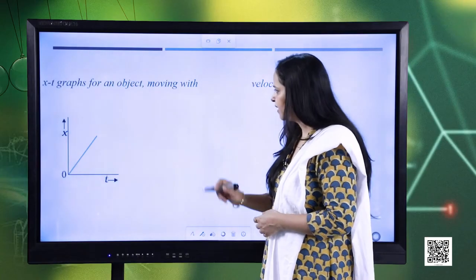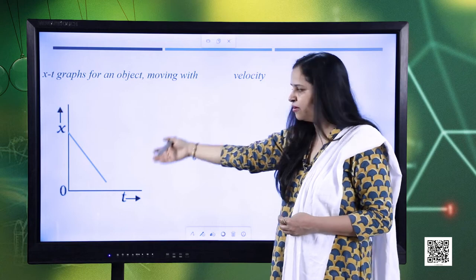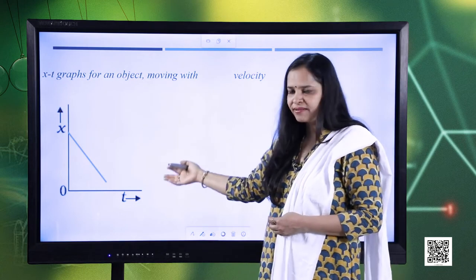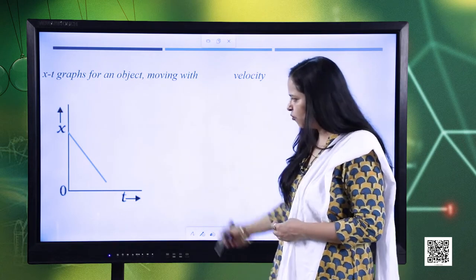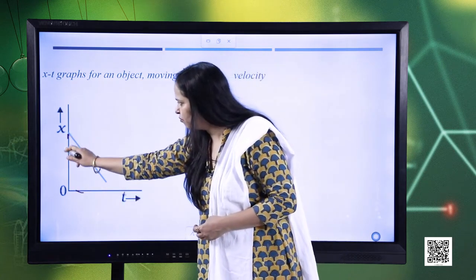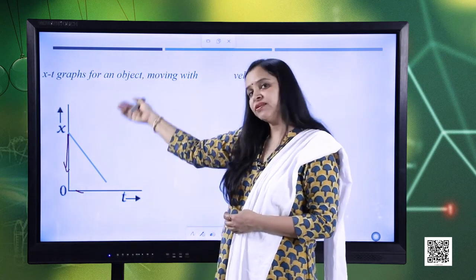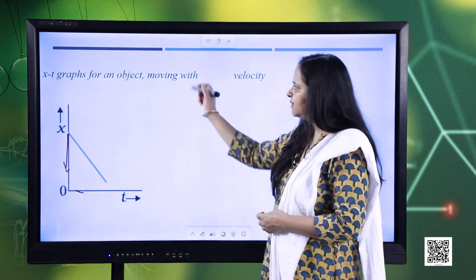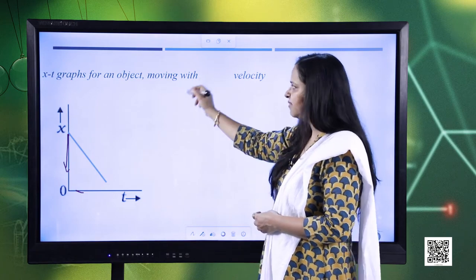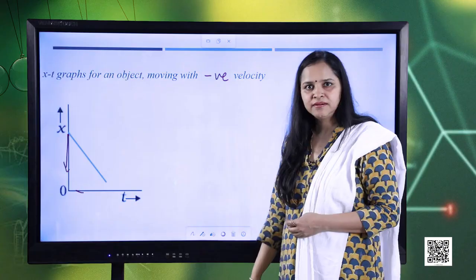Now let's take another case. Here is again an xt graph. It's again representing uniform motion, right? Because it's a straight line inclined to the time axis. But now here what do you see? With the increase in time, the position is moving towards the origin, that is in the negative direction. It is directed towards the negative direction. So this xt graph is representing a negative velocity, right?